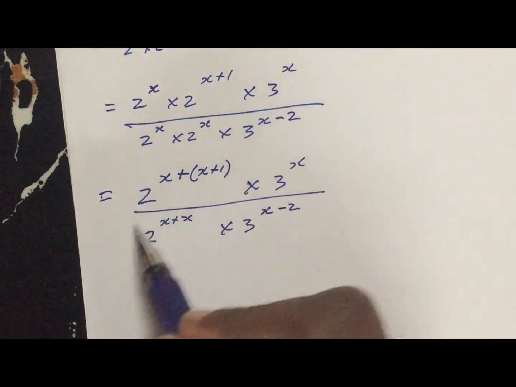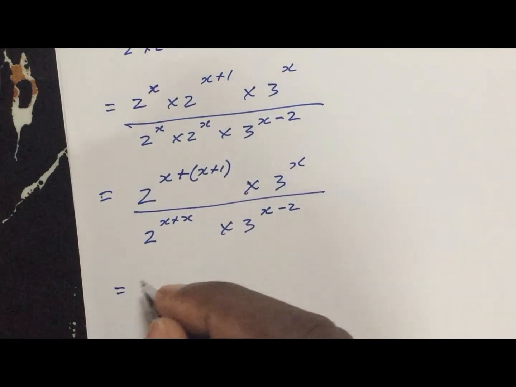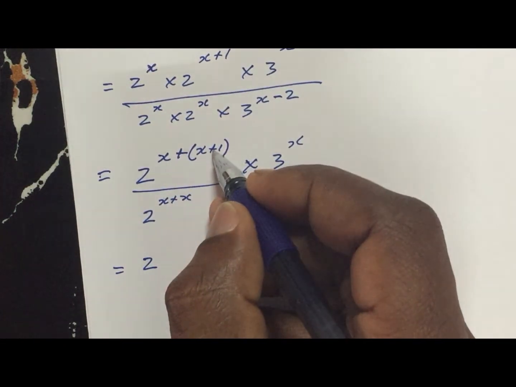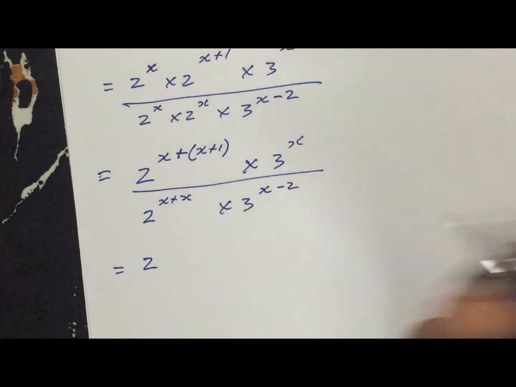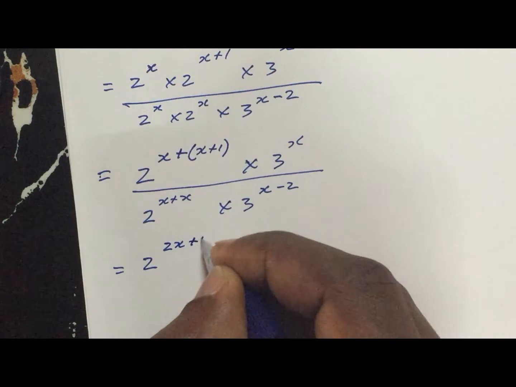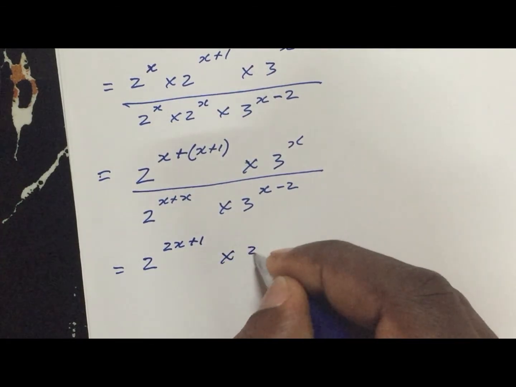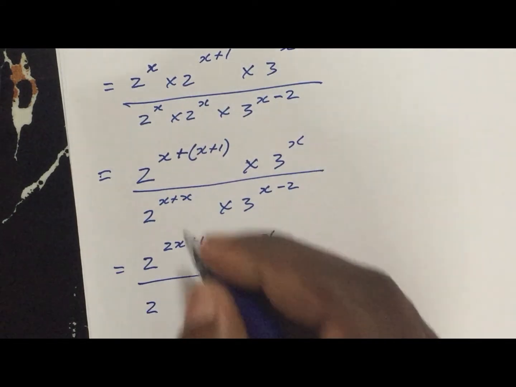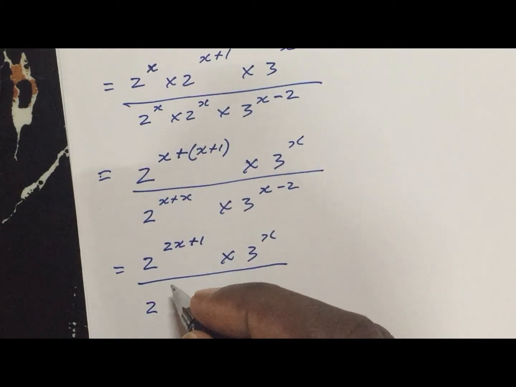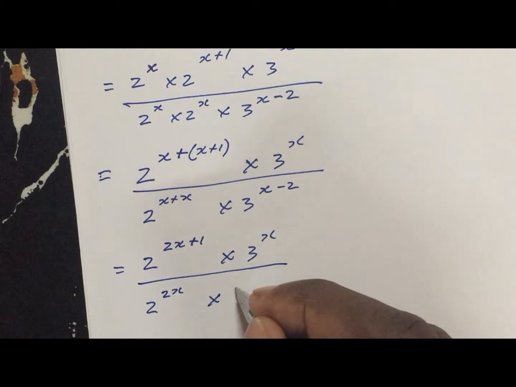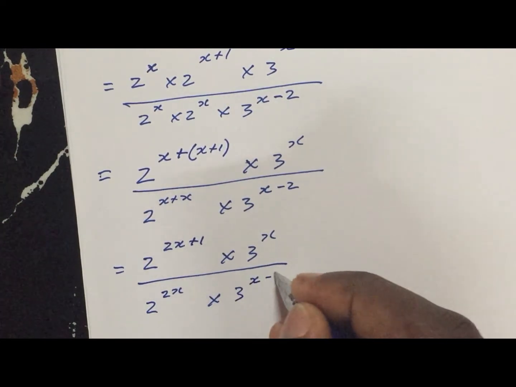Now we can further simplify this. We have 2 to the x plus x plus 1 gives us 2 to the 2x plus 1 times 3 to the x, divided by 2 to the x plus x, which is 2x, multiplied by 3 to the x minus 2.